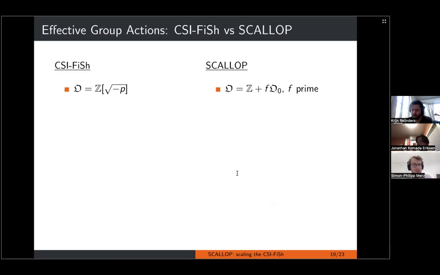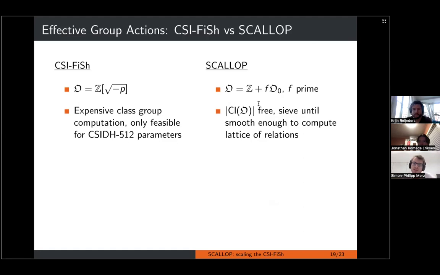So let's just summarize a bit what the differences are between CSIDH and SCALLOP. In CSIDH, you have one orientation by the square root of minus p. In fact, for a specific p, because it's based on CSIDH-512. Whereas SCALLOP is a more general framework of evaluating this oriented group action, as long as you have an imaginary quadratic order of the form some integer plus a large prime times some O0 for which you know the class group.